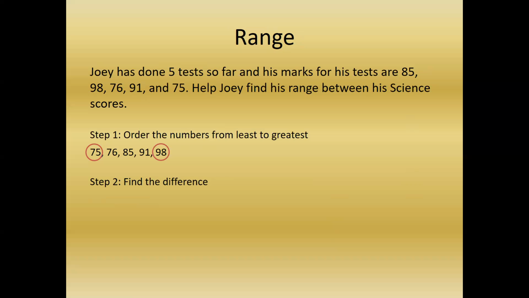So the difference, remember, is subtraction. So we're going to do 98 minus 75. So 8 minus 5 is equal to 3. 9 minus 7 is equal to 2. So that means that 98 minus 75 is equal to 23. So Joey's range between his science scores is 23%. So from Joey's top score to his least score, it's a 23% difference.